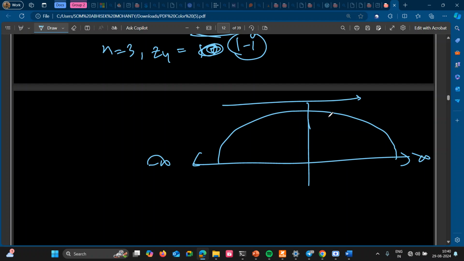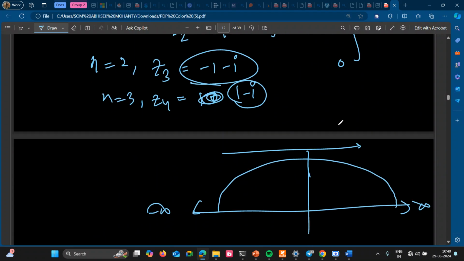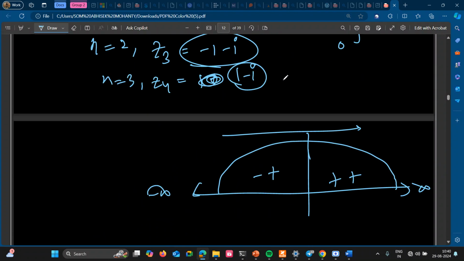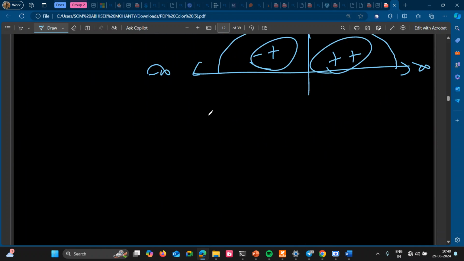So the upper half we will consider, and in the upper half, z1 and z2 are the only ones existing. Plus plus, minus plus. So these two are in the lower half, z3 and z4. Okay, so we'll only consider z1 and z2; the other two won't contribute. So we have to calculate the residue corresponding to z1 and z2. Got it?